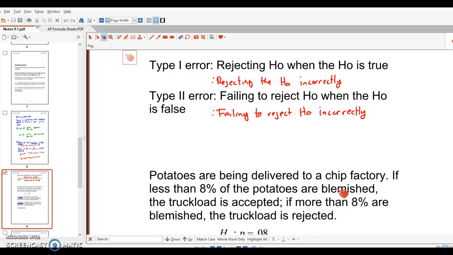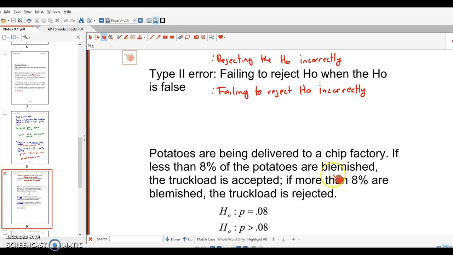Okay, last little bit for this section. Of course, whenever you make a decision, you could make an incorrect decision. Type 1 error would be rejecting the null when the null is true, or rejecting the null incorrectly. And type 2 error is failing to reject the null incorrectly.